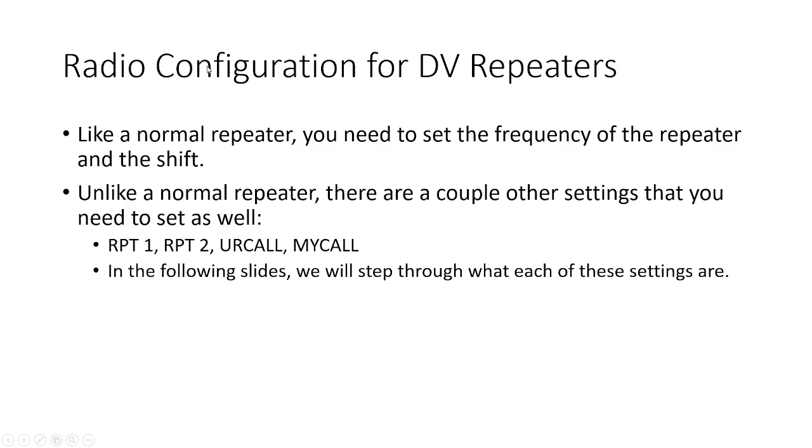So, radio configuration for DV repeaters. Like a normal repeater, you need to set the frequency of the repeater and the shift. So there won't be any tone encoding. There might be a digital code, but I haven't seen it ever. You set your frequency and the repeater shift, or your offset. Unlike a normal repeater, there are a couple other things you need to set up, such as RPT1, RPT2, URCALL, and MyCall. And I'll run you through what each of those means.